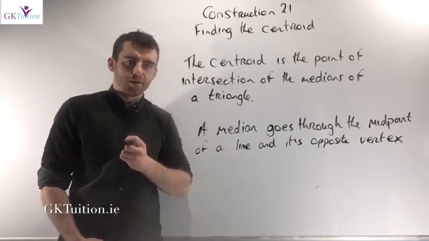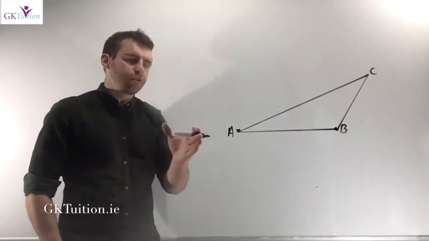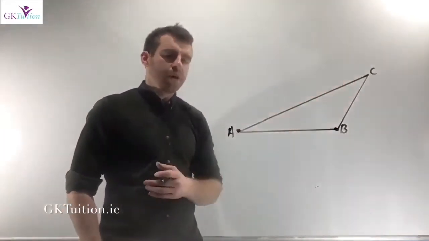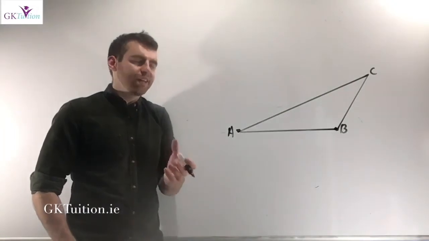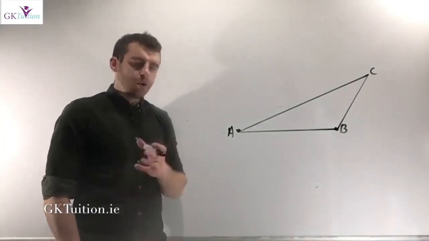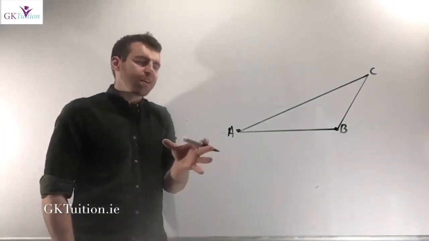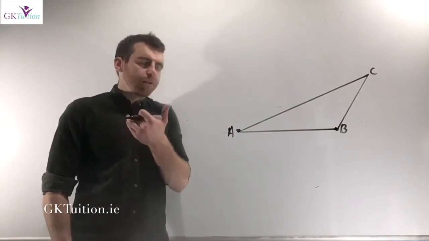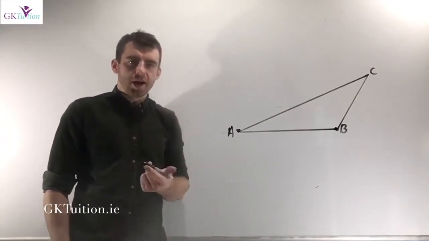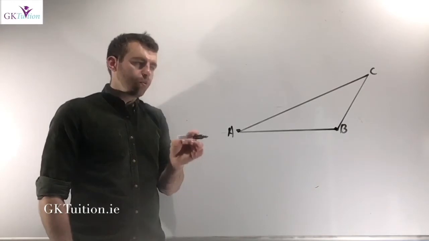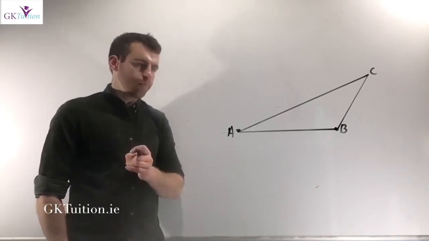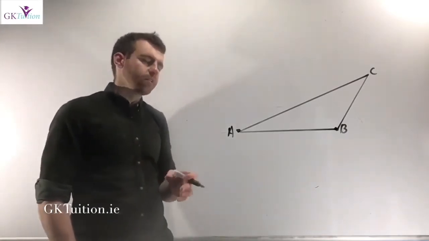of the triangle. Supposing I was given the triangle ABC, I might be asked to find the centroid of this triangle. We only need to explore one scenario here. It doesn't matter whether a triangle is acute, obtuse or right angled, the centroid will always be inside the triangle. The centroid is the point of intersection of the medians.